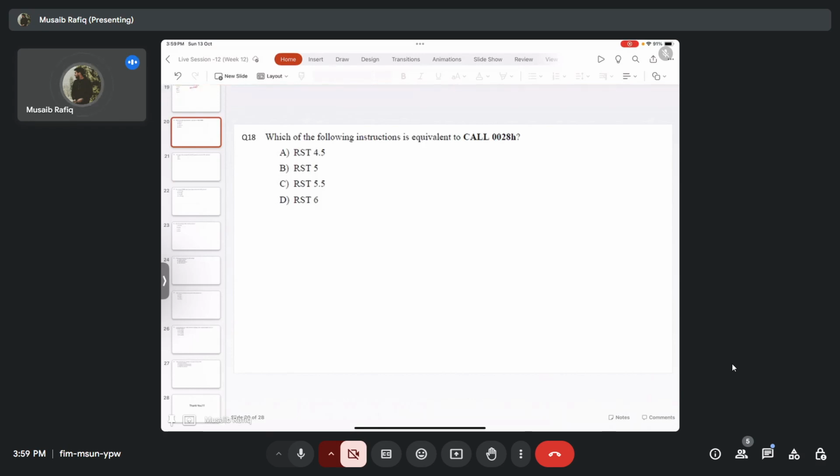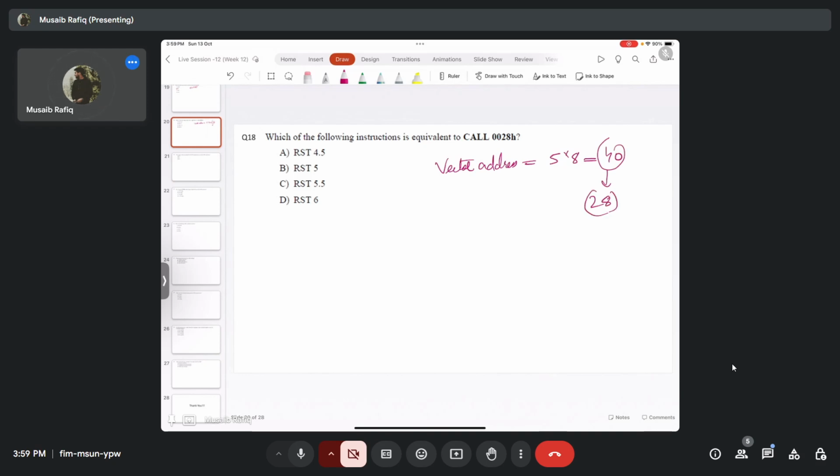So the vector address will be 5 multiplied by 8. So that is 40. And when you convert this 40 to hex, it will be 28. So the instruction is similar to call 0028 hex. So basically when a reset 5 instruction is executed, it transfers the program execution to the appropriate entry in the interrupt vector table. So call 0028 will be similar to RST5.